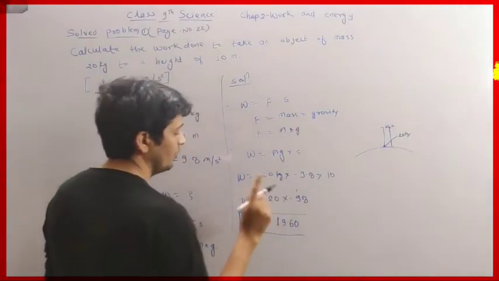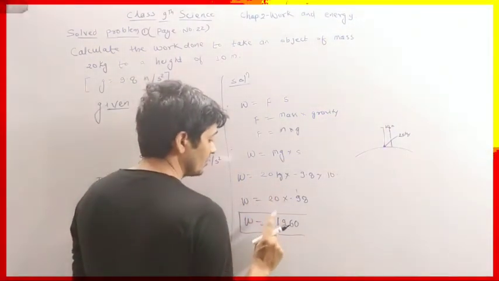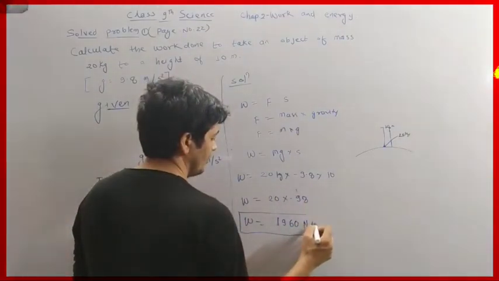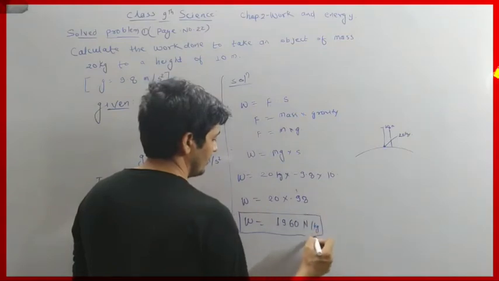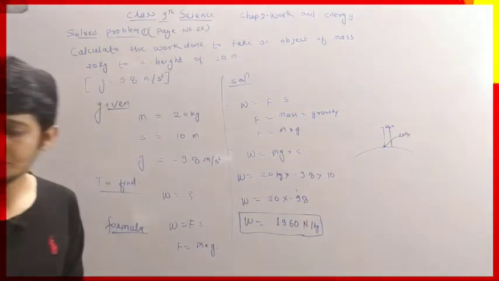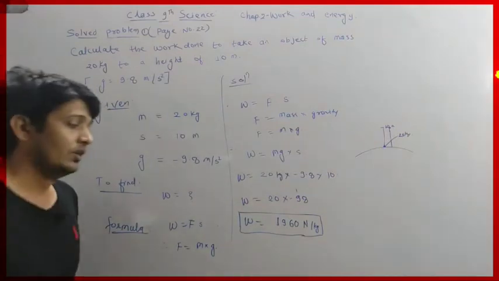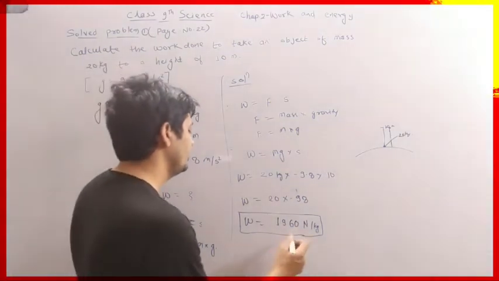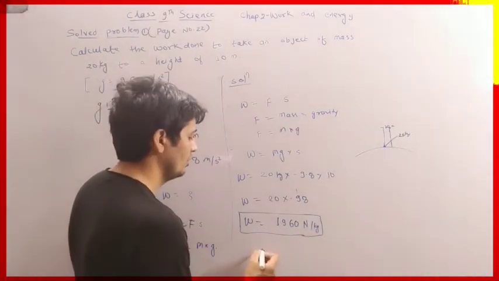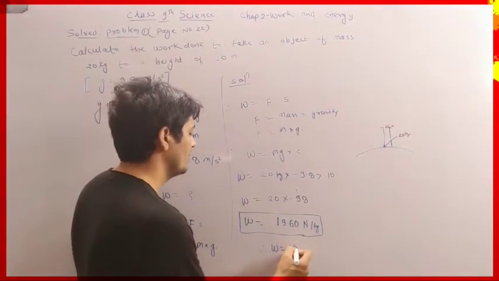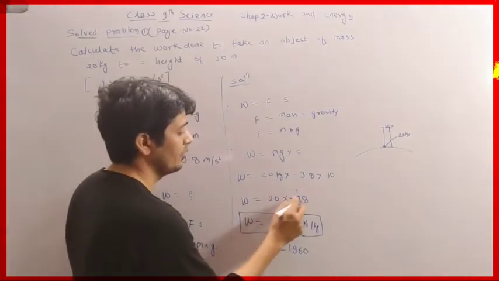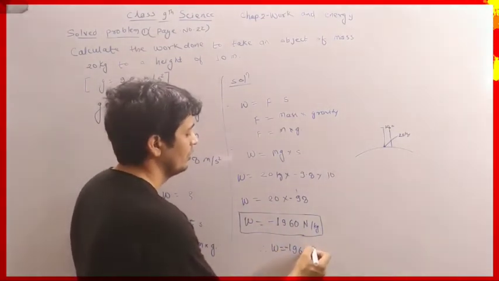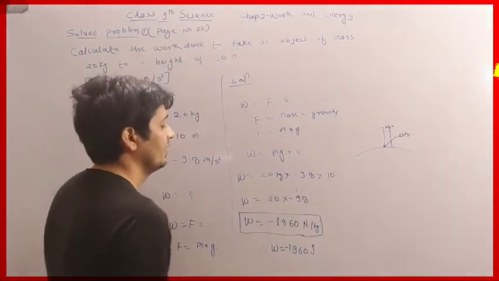See, the unit will be Newton per kg. Its unit is Newton per kg. Okay, so this is the way we had to solve the problem. But Newton per kg is nothing but joule. Therefore W equals 1960. Its magnitude is negative, so here we have to write negative again, negative joule.